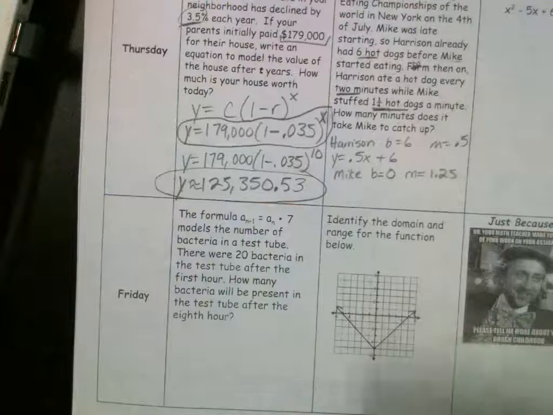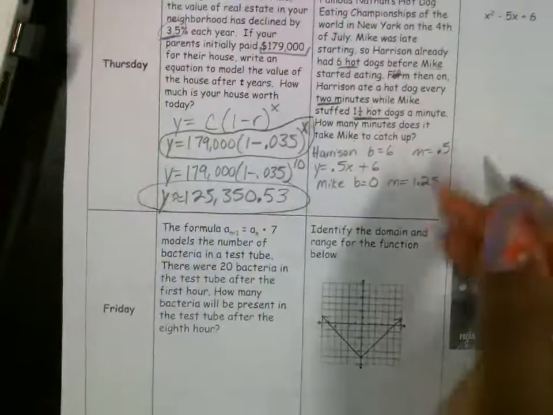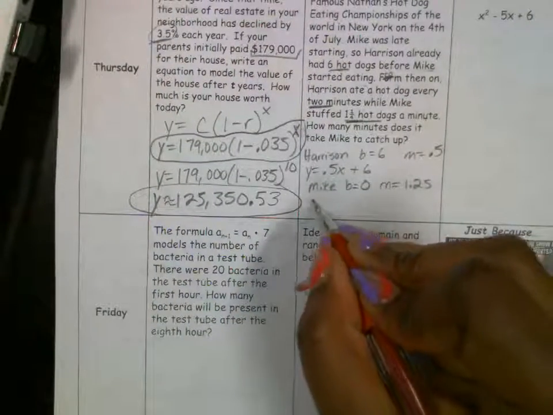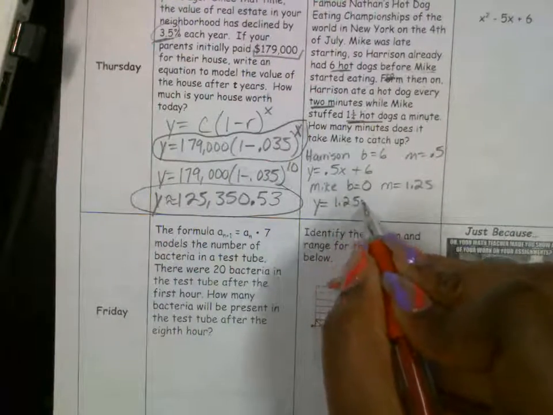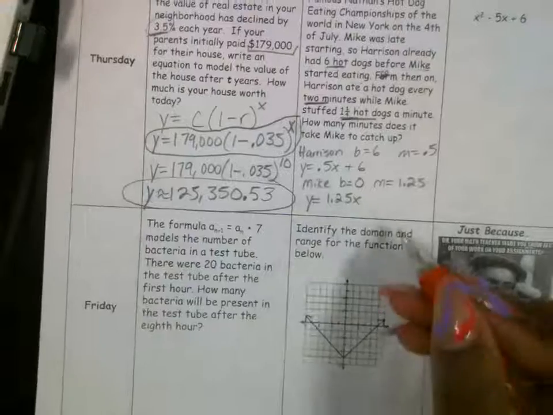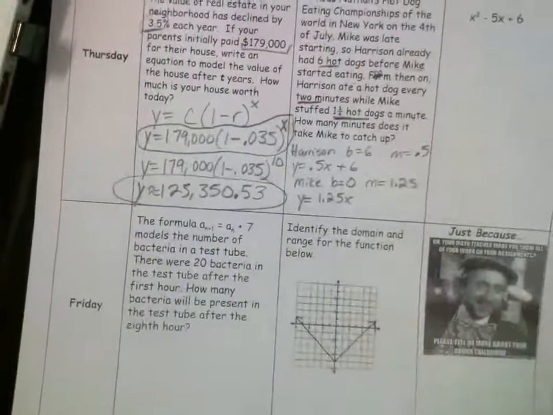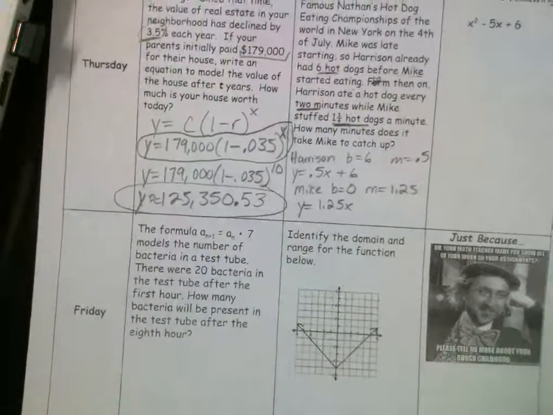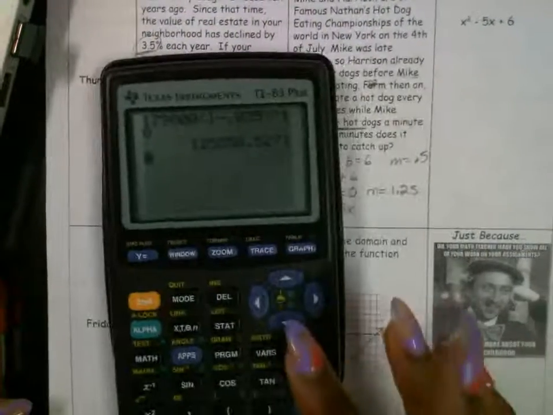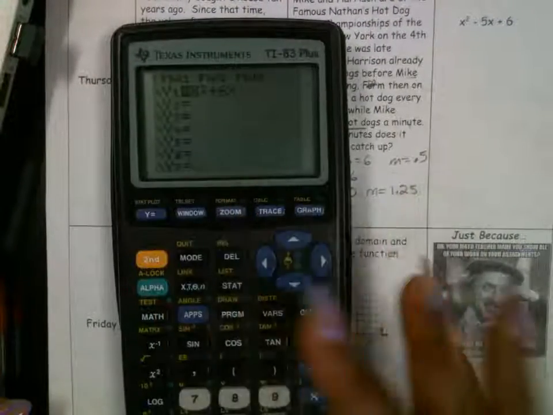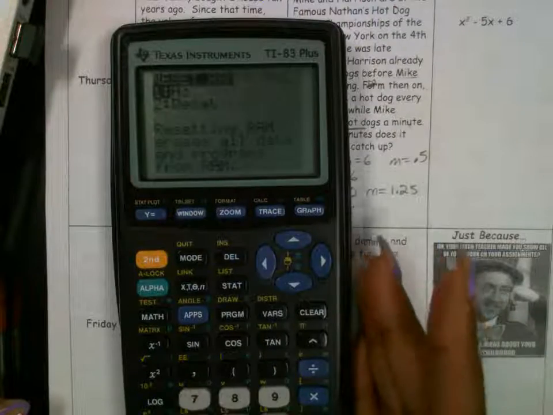All right, here we go. Okay, so this is for Mike. It's y is equal to what? 1.25x. Very good. Okay, so now we're going to type this in the calculator to see how long it's going to take for Mike to catch up with Harrison. So where do I go to type this in the calculator? Y equals. Let me clear my calculator.